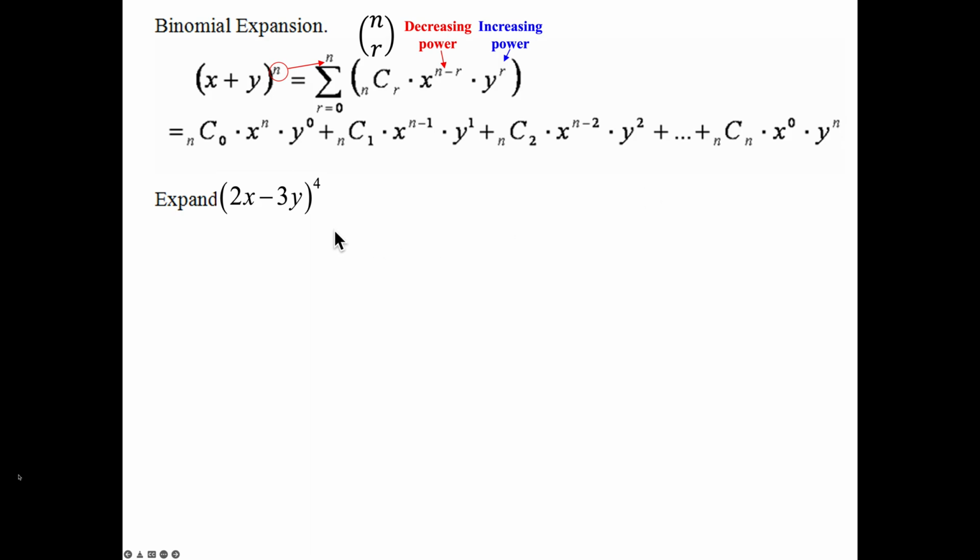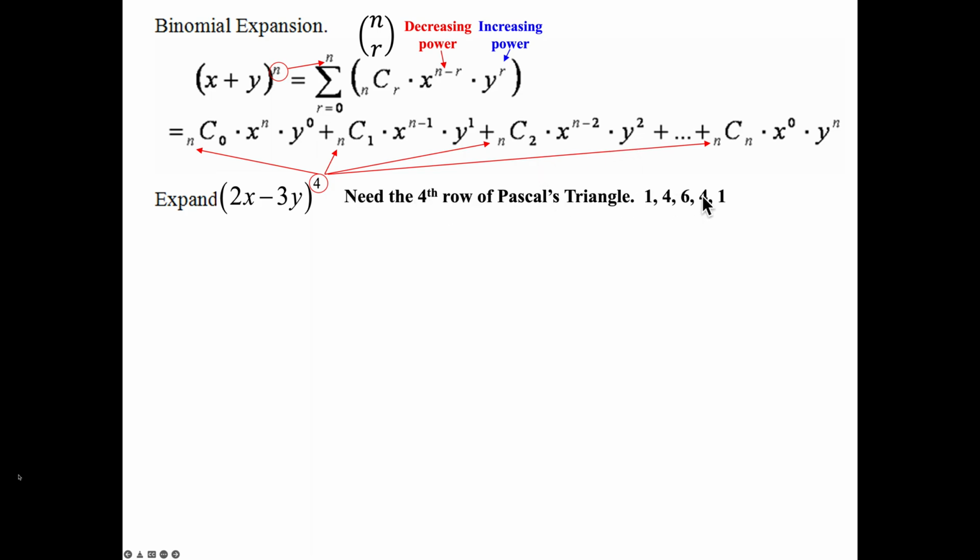All right? So if I wanted to expand (2x - 3y) to the 4th power, the 4 is going in for all my n's, which means I want the 4th row of Pascal's triangle. So if you look back real quick, it's 1, 4, 6, 4, 1. I'm going to put these into my formula. Next, I'm going to put colored parentheses around my x terms and my y terms. Now, if you don't have colored pencils or pens, do parentheses and brackets.